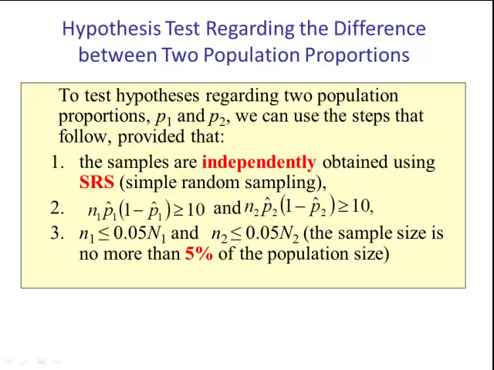Hypothesis tests regarding the difference between two population proportions. These are our three assumptions. The samples are independently obtained using a SRS, simple random sampling. The sample size of the first group times the p hat of the first group times 1 minus the p hat of the first group has to be greater than or equal to 10, and the same thing for the second group. Both sample sizes from the two groups have to be less than or equal to 5% of the original population. So those are our three assumptions.